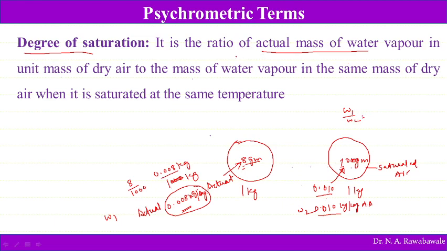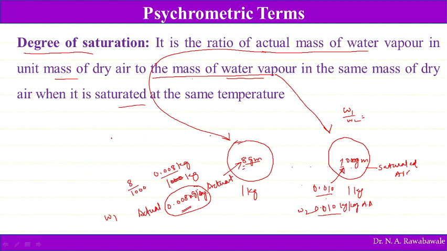How is it defined? It is the ratio of the actual mass of water vapor in unit mass of dry air to the mass of water vapor in the same mass of dry air when it is saturated. The second term is defined by the second part, and the first term is related to the first part. So the actual mass of water vapor present in unit mass of dry air, to the mass of water vapor in saturated air of the same mass of dry air, is the degree of saturation.